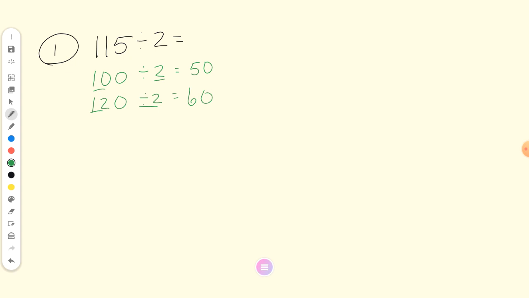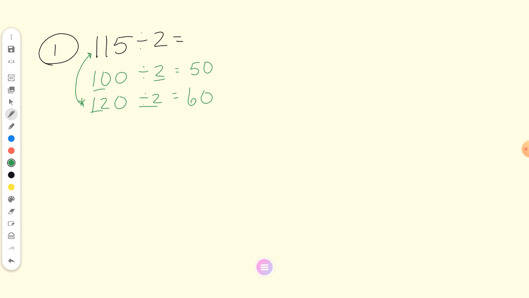Which one of those is the best estimate, Emma? 120. Why is that the best estimate? Yeah, well, it's rounded correctly, but it's closer. 120 is closer to 115 than 100. But are both of those okay estimates? Yes, 120 is the best estimate.